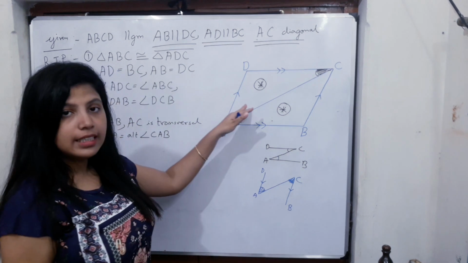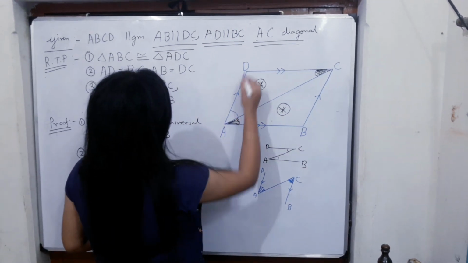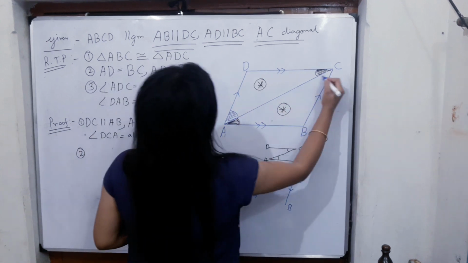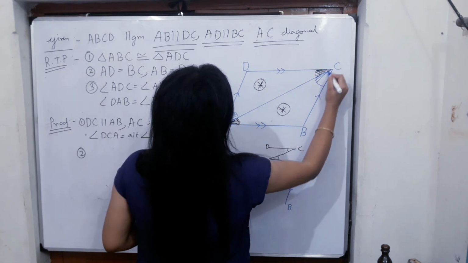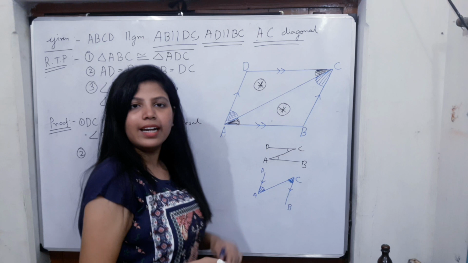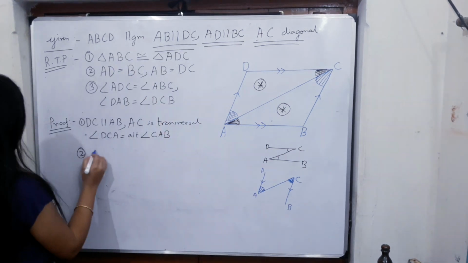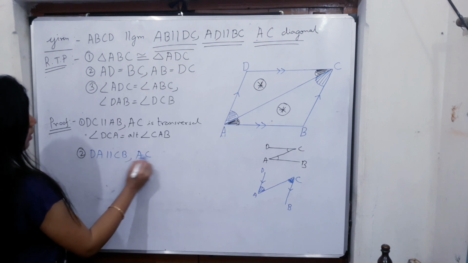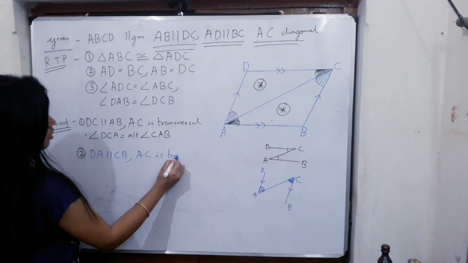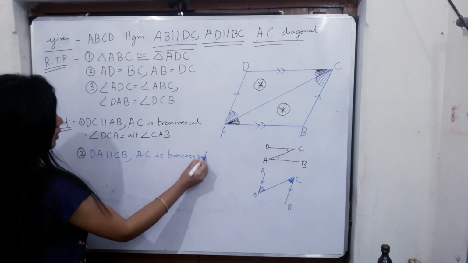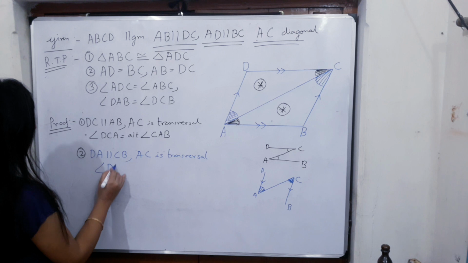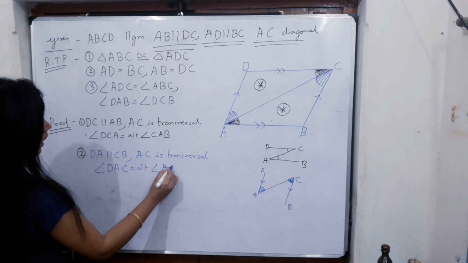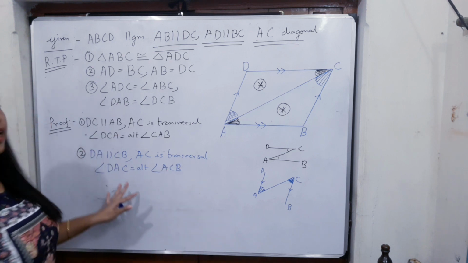Now if I plot it here, that means DA parallel CB, and I am marking this one and this one. So they are also alternate angles here. I will write it down that since DA parallel CB and AC is transversal, therefore we can get that angle DAC equals the alternate angle ACB. So 2 points done.